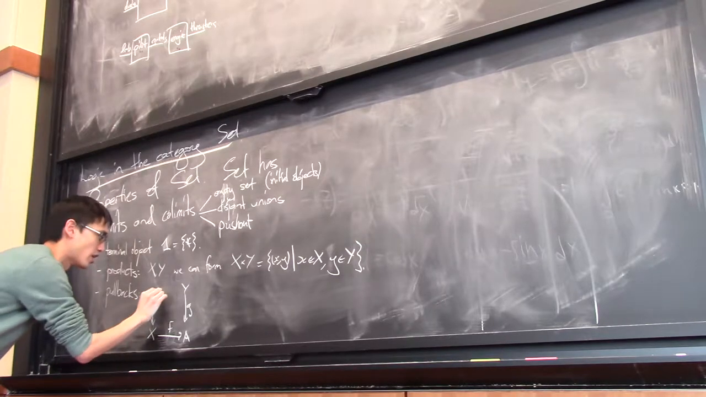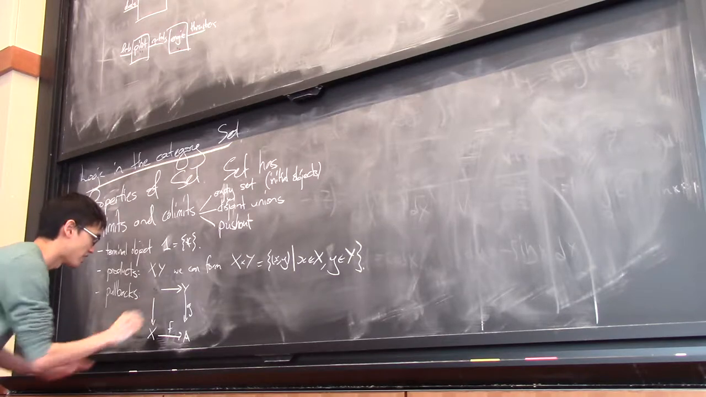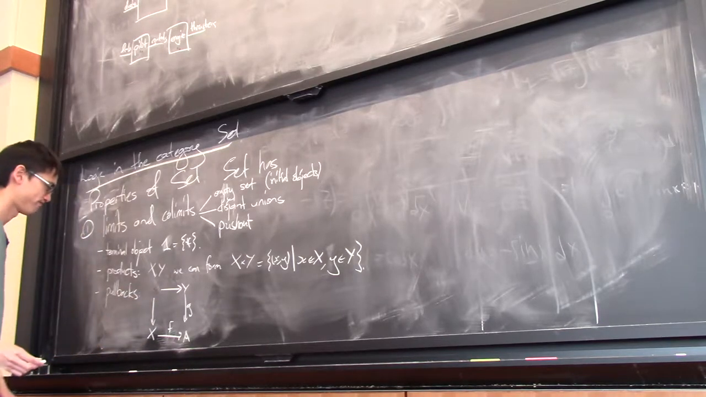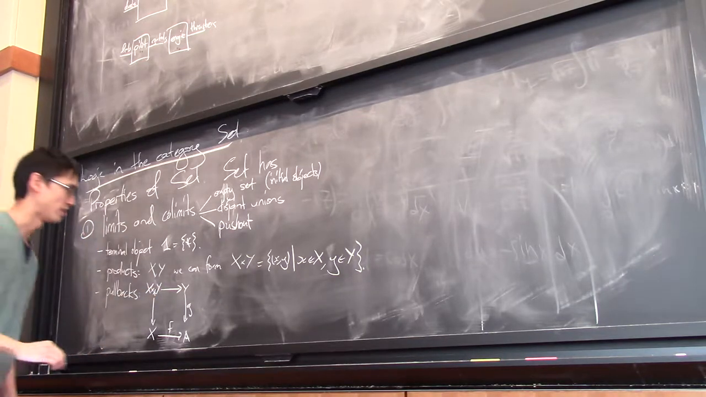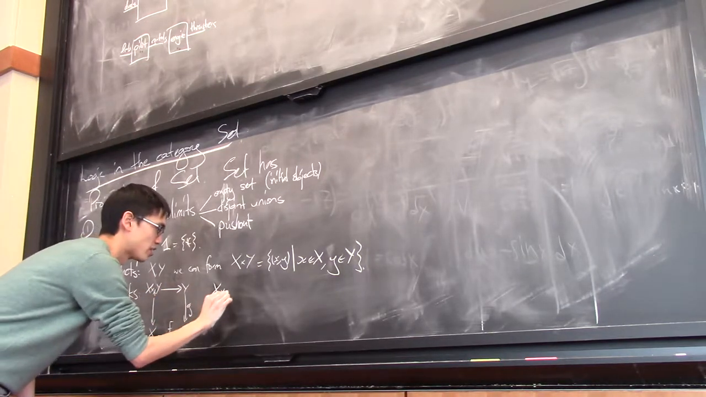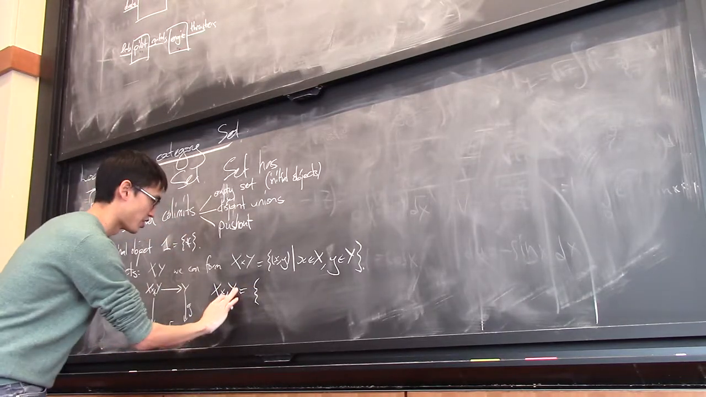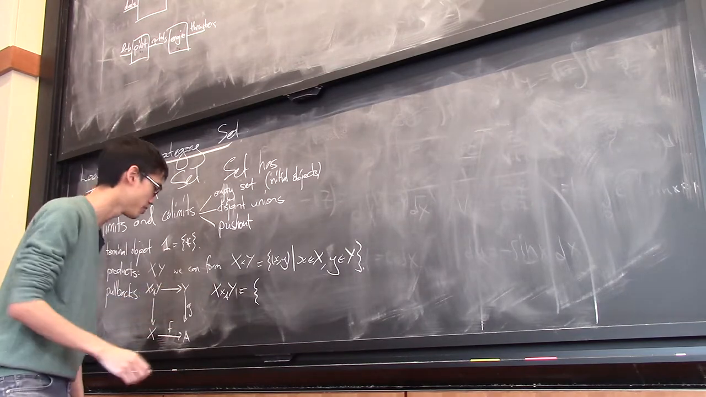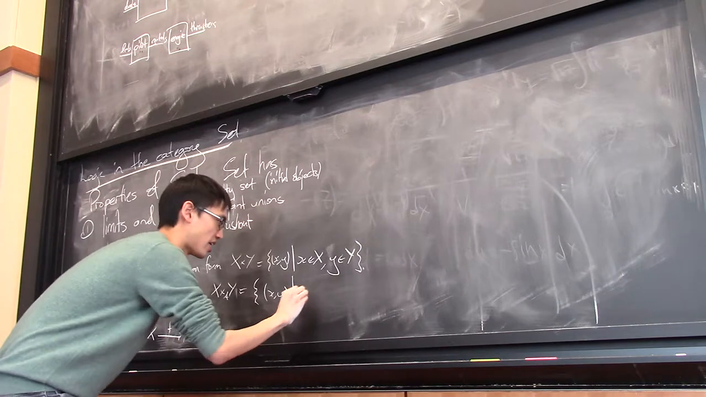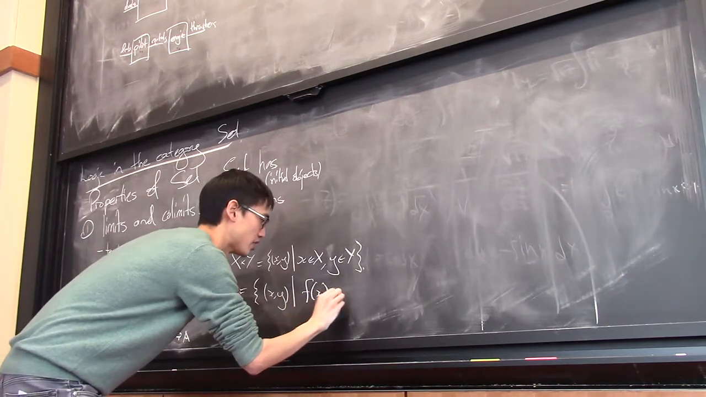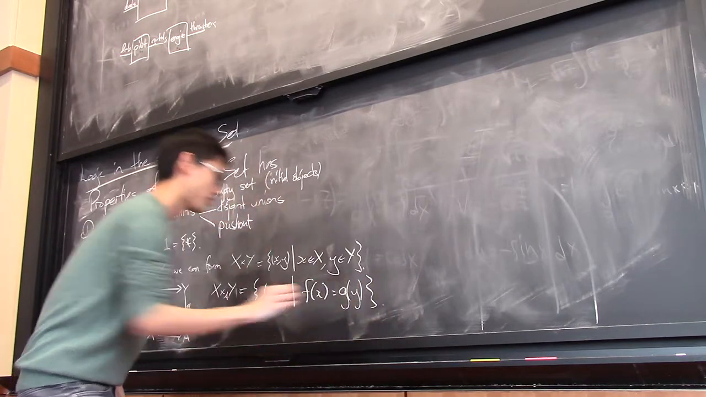So I won't go into the details, but I will give you the definition. The definition says that we have this object X times Y over A, where X times Y over A is equal to, well, I guess this is not a definition. We define it by the universal property, but we can compute that it's equal to the pairs x, y such that f of x is equal to g of y as elements of A.